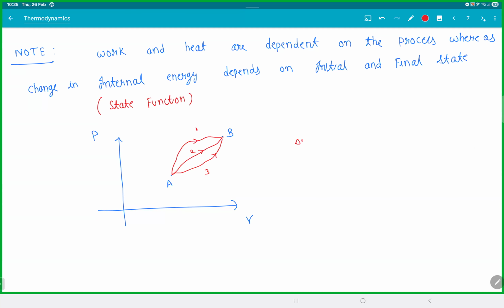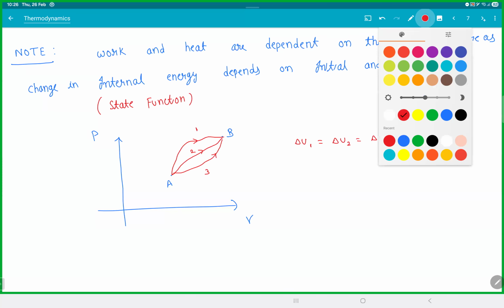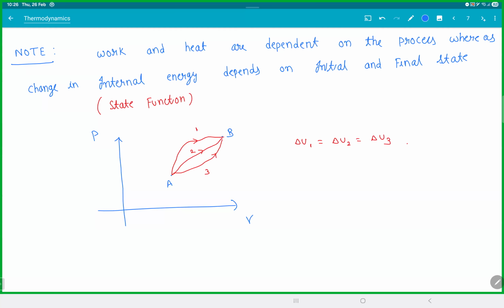So in all these processes, delta U1 is equal to delta U2 is equal to delta U3. They're always equal. Doesn't matter how you go from A to B. All clear with this? Great. Let's do one or two easy ones and then see.